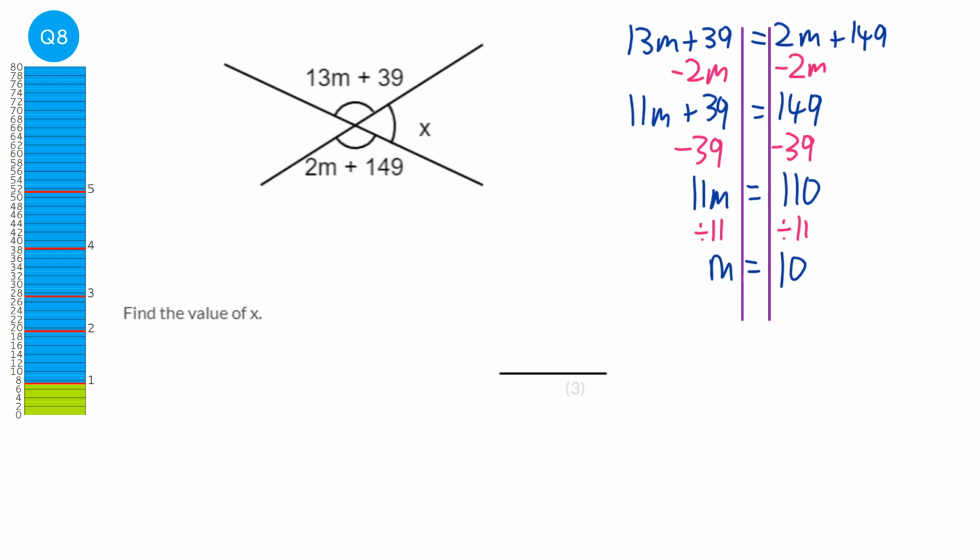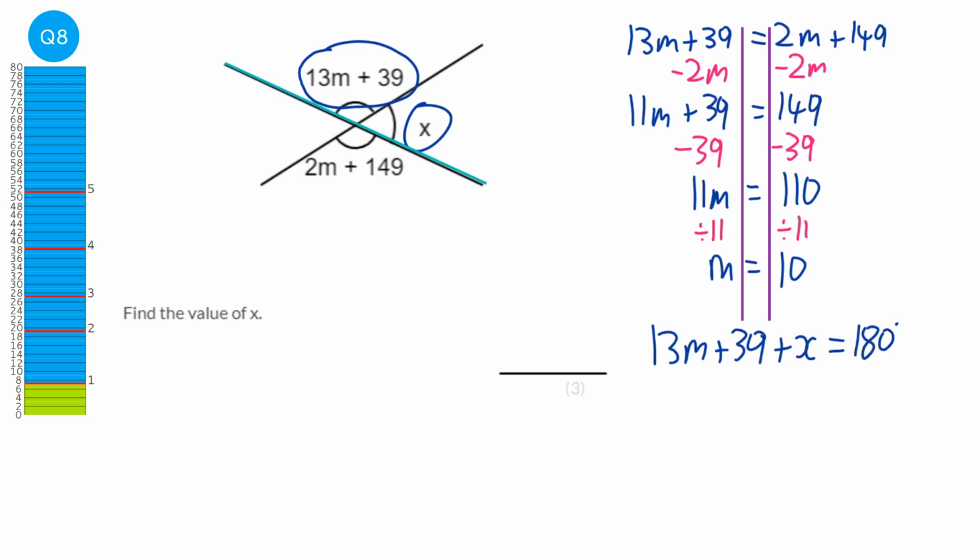So we know if m equals 10, we can then work out x. And the way we can do that is the fact that this one and this one are both on a straight line. So they are both on this straight line here, so we know that they've got to add up to 180. So let's write that down. 13m plus 39 plus x is equal to 180 degrees, or I don't normally put that in for the working out, I always put that in for the answer.